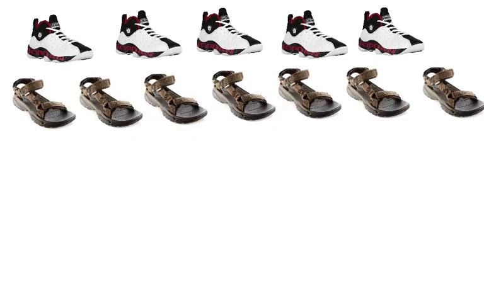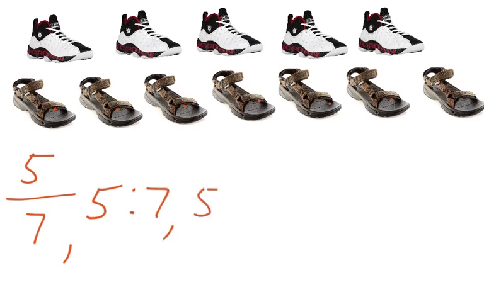So let's look at this right over here. You got some basketball shoes, some Jordans, and I've got some sandals. So we're looking at the ratio of the shoes to the sandals. As we look at that over here, it looks like there are 5 of the Jordans and 1, 2, 3, 4, 5, 6, 7 of the sandals. So that's a 5 to 7 ratio that I'm showing right there. Again, the other ways that I can write this, 5 colon 7 or 5 to 7. So that's my ratio that I have right there.